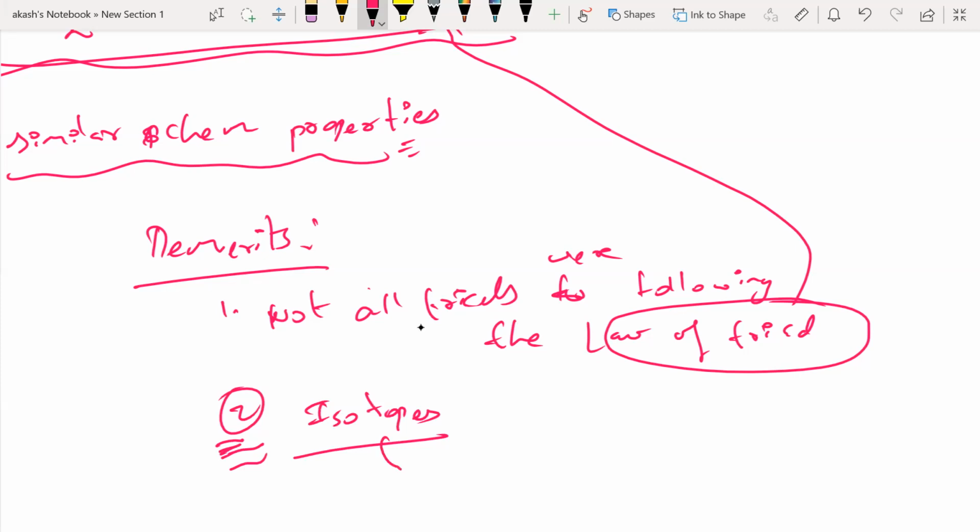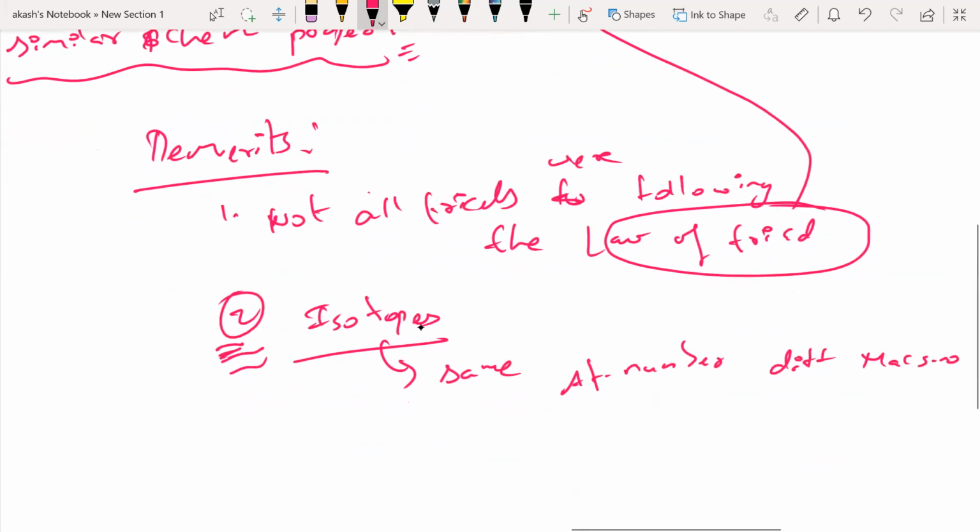We know what isotopes are. Isotopes have the same atomic number but different mass number. For example, if I take hydrogen, I have hydrogen having atomic mass of 1, hydrogen having atomic mass of 2, and hydrogen having atomic mass of 3. All these are hydrogen only.